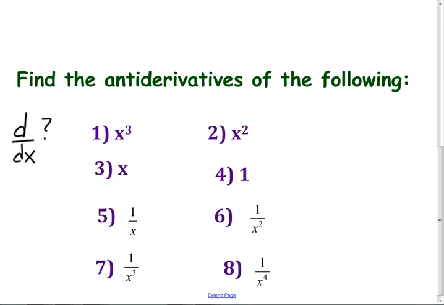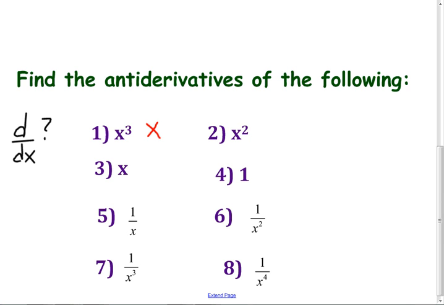Well, the derivative of what is x cubed? What's the derivative of x cubed? That's 3x squared. Not big enough. So what would you try now? The book wants you to just guess and check. We're going to do these, and you'll see the pattern, and then you'll know the rule.